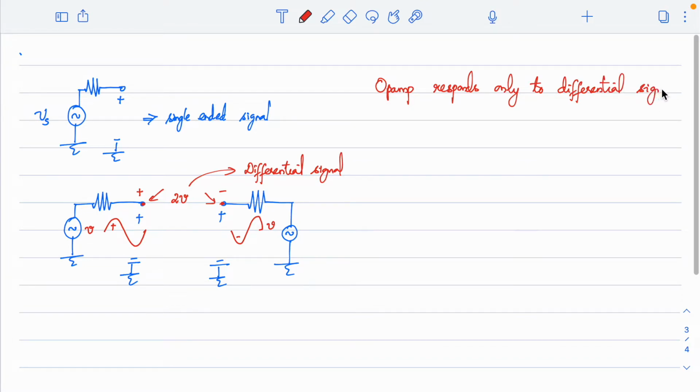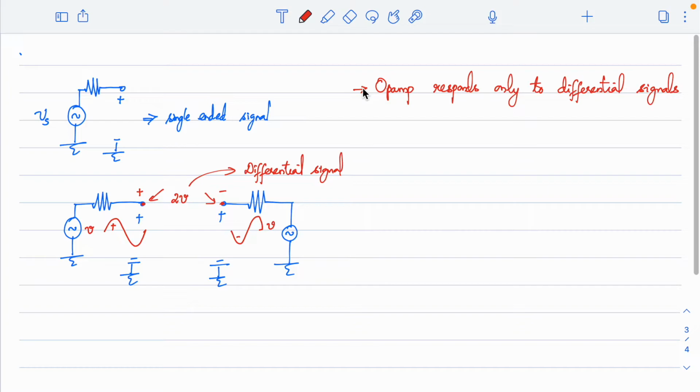Or how we are expecting an op-amp to act is, if there is a differential signal, it should respond to it and it should provide a large gain. If the signal is a common mode signal, so that is the other term we use, the signal is common mode, then it should not respond to that.